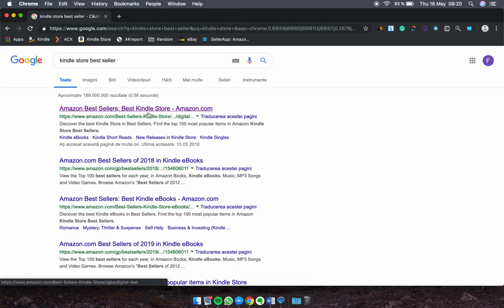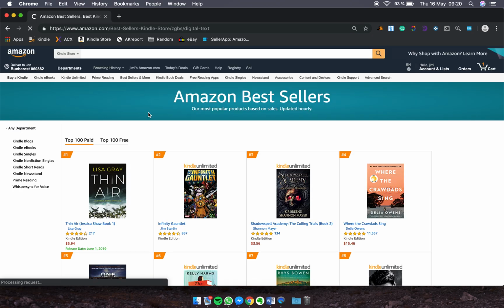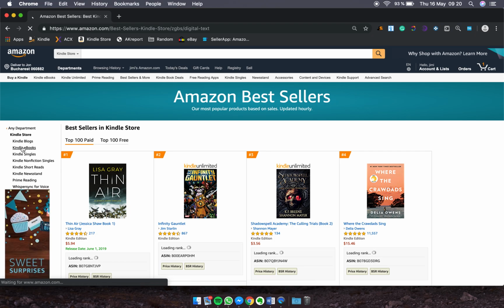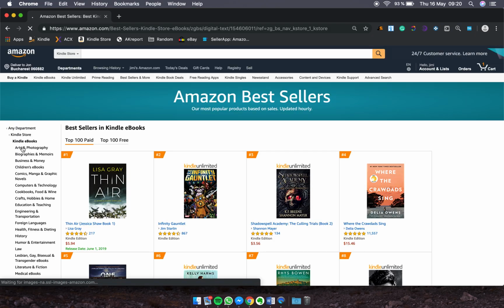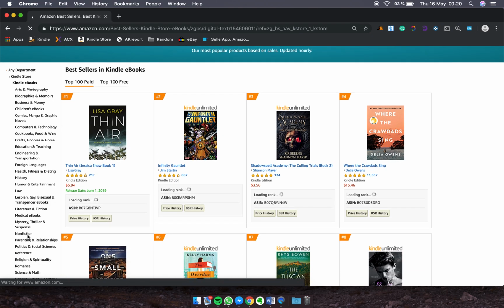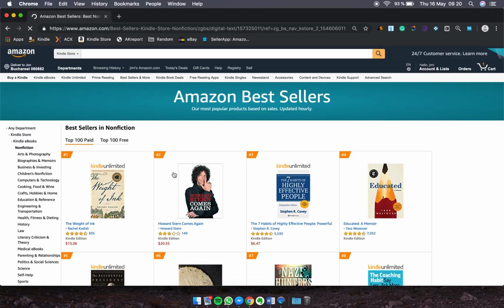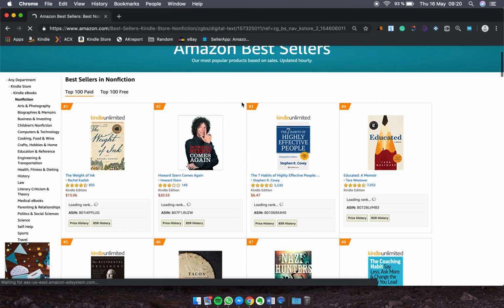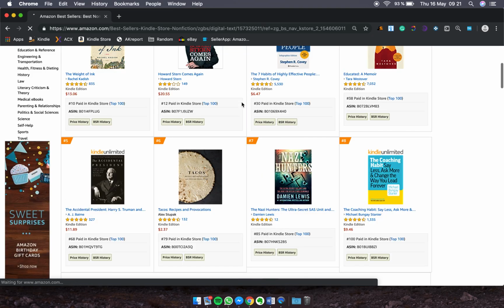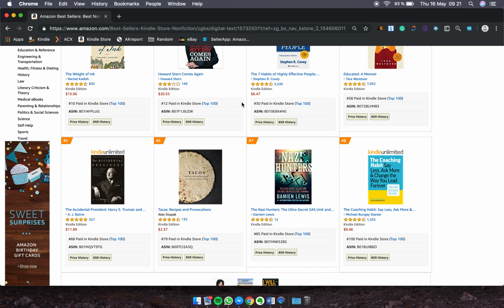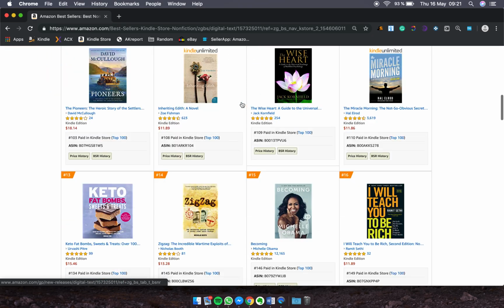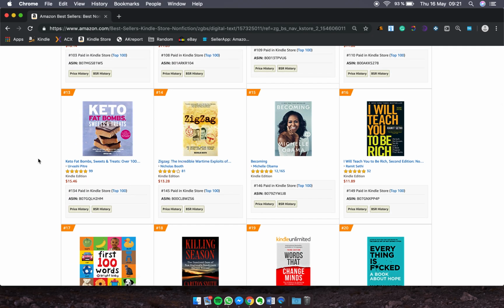So let's go on Kindle Store. Okay, Kindle ebooks, non-fiction, and here we are, top 100 paid. It's the most common, and it totally makes sense to be the most common because here you get to see the most appreciated books and the ones that are selling the most right now on Kindle Store.